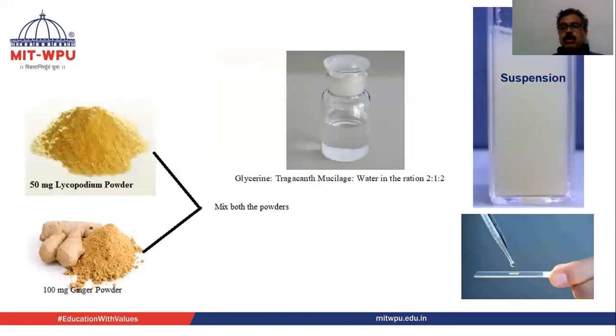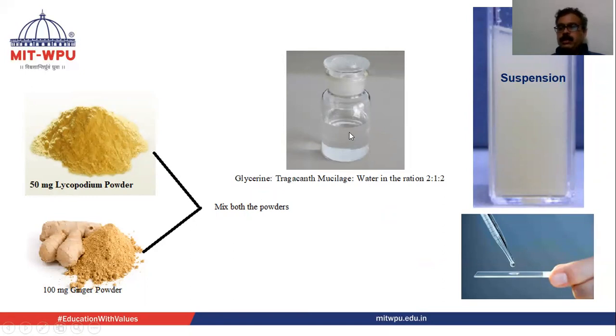We need to take 50 milligram of Lycopodium powder and 100 milligram of ginger powder, mix it properly in a watch glass, and prepare a paste of this mixed powder with the help of suspending media. We will prepare the suspending media with glycerin, tragacanth mucilage, and water, in the ratio 2:1:2. So 2 parts of glycerin, 1 part of tragacanth mucilage, and 2 parts of water. So this is the suspending media.